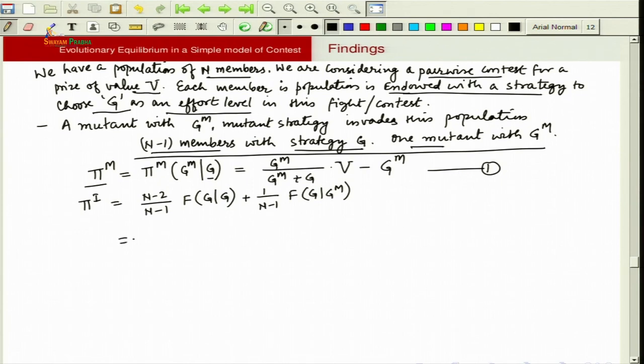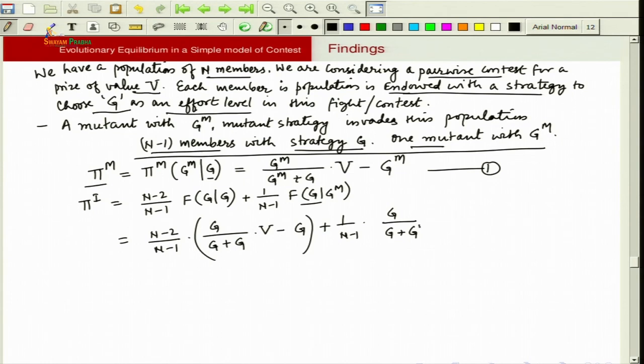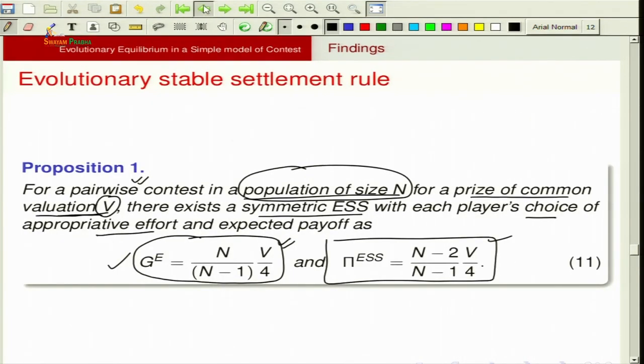We can write the values. So, this becomes n minus 2 divided by n minus 1, into G upon G plus G, into V minus G, plus 1 upon n minus 1 into G, the expenditure level of this incumbent player, divided by the sum of the effort level of the incumbent plus the effort level of the mutant, multiplied by the prize V minus G. So, this is how we can write the payoff of the incumbent player. Having done this, if we recall the last slide, basically this slide.